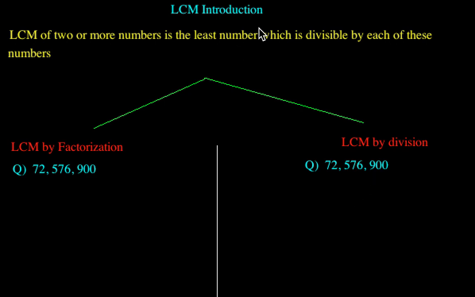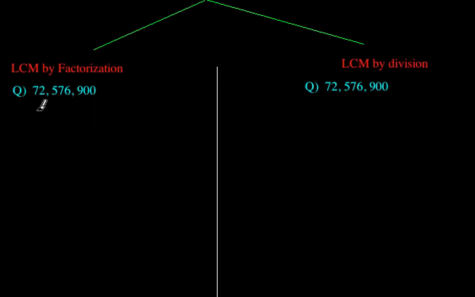So here we'll be introducing the topic lowest common multiple, or LCM. The LCM of two or more numbers is the least number which is divisible by each of the numbers. Now we'll be looking at how to find the LCM of three numbers using the method of factorization and using the method of division. So let's look at factorization first.